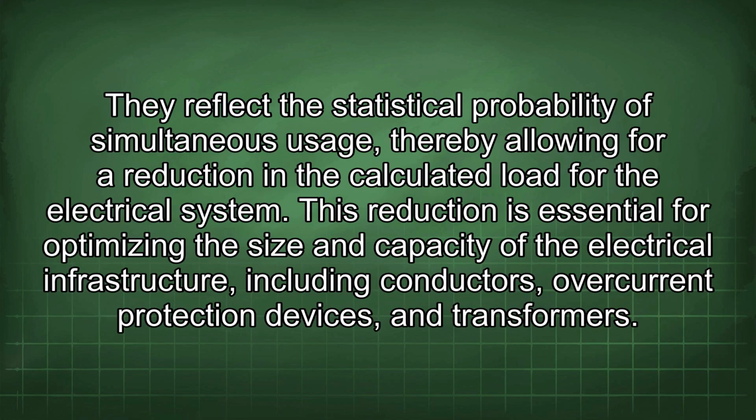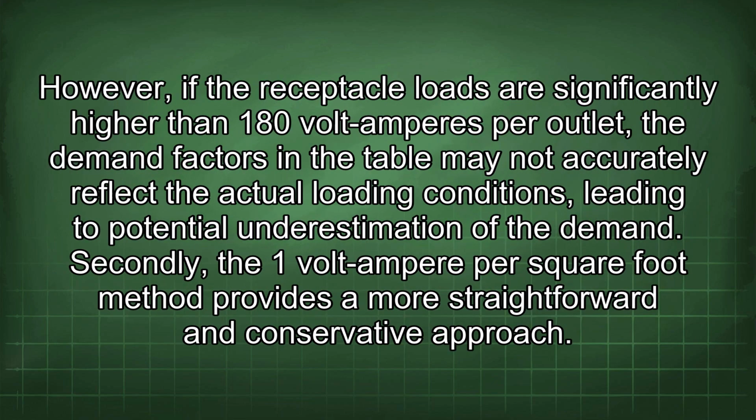They reflect the statistical probability of simultaneous usage, thereby allowing for a reduction in the calculated load for the electrical system. This reduction is essential for optimizing the size and capacity of the electrical infrastructure, including conductors, overcurrent protection devices, and transformers. However, if the receptacle loads are significantly higher than 180 volt-amperes per outlet, the demand factors in the table may not accurately reflect the actual loading conditions, leading to potential underestimation of the demand.